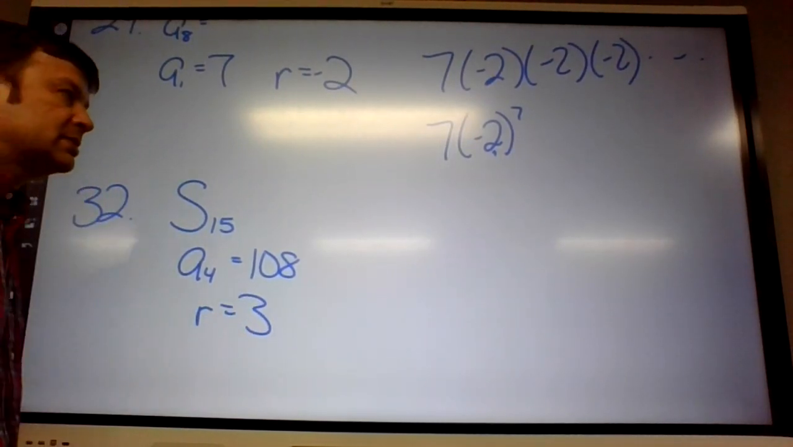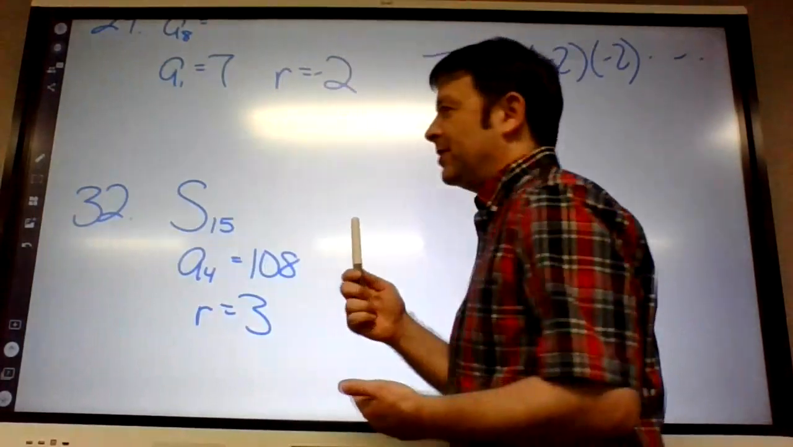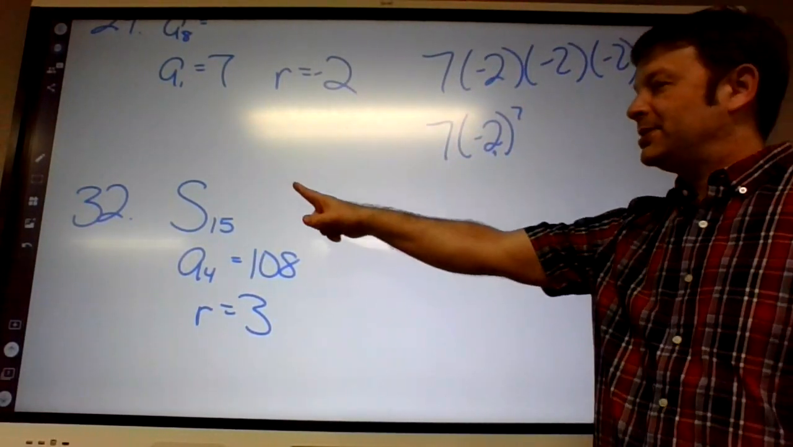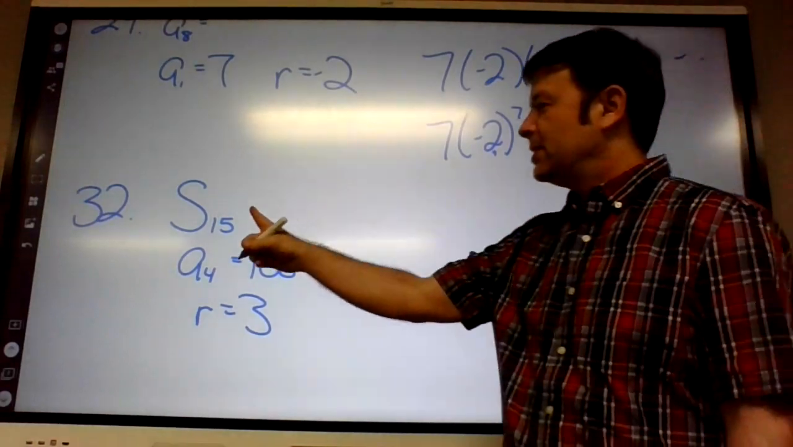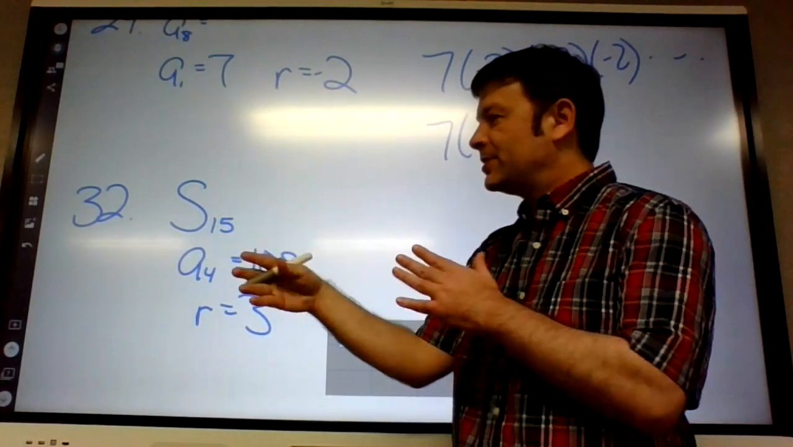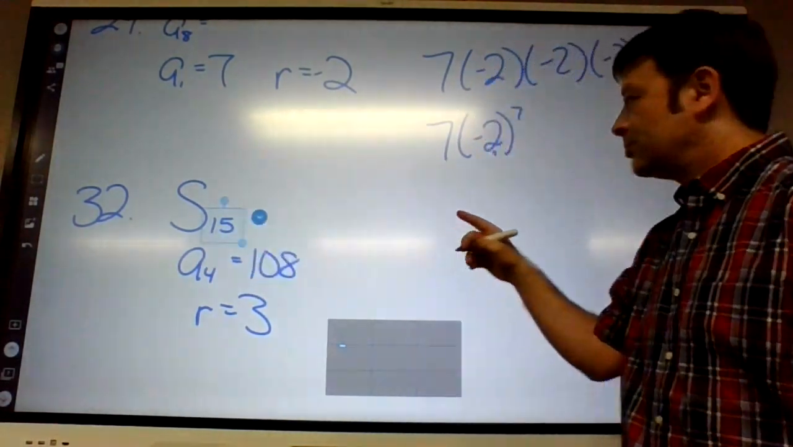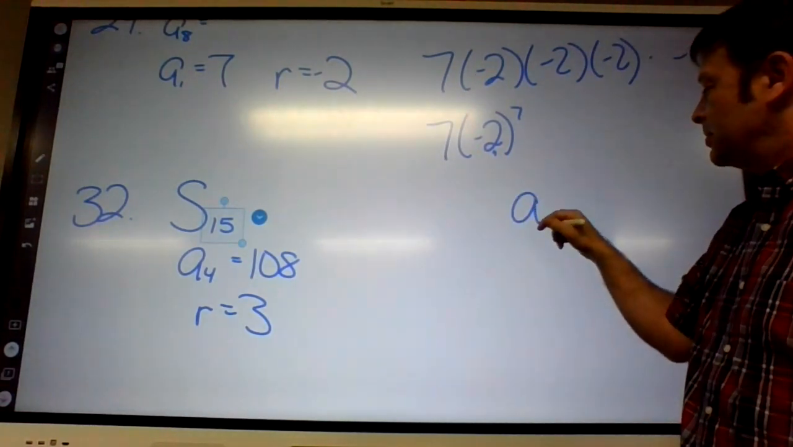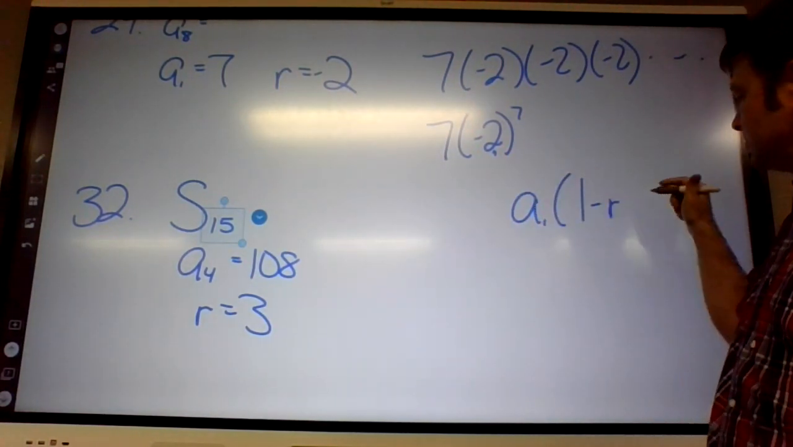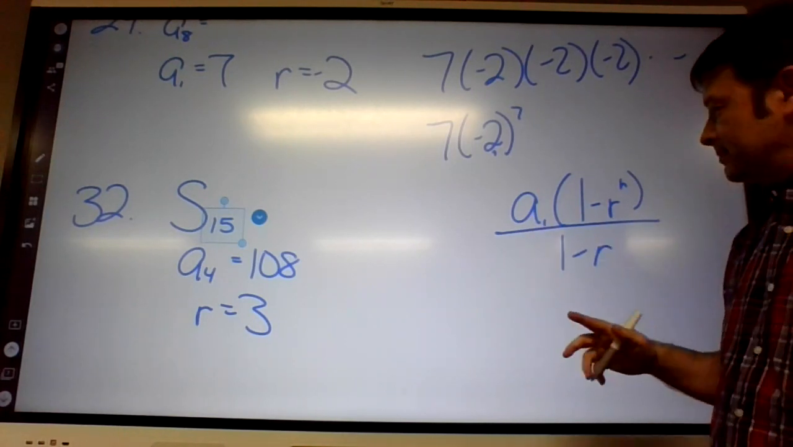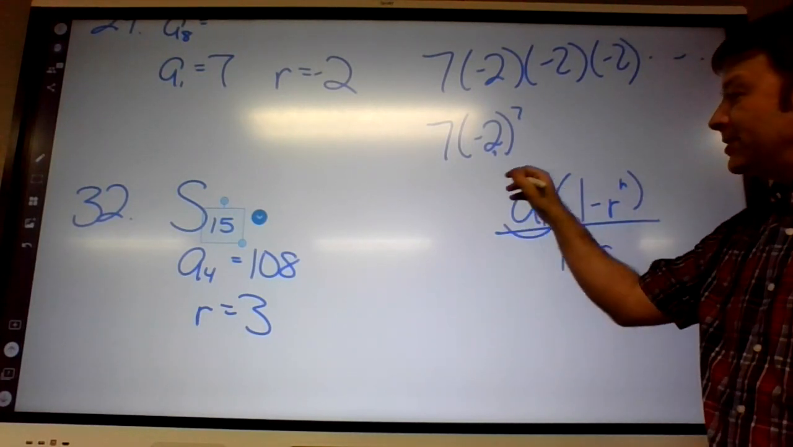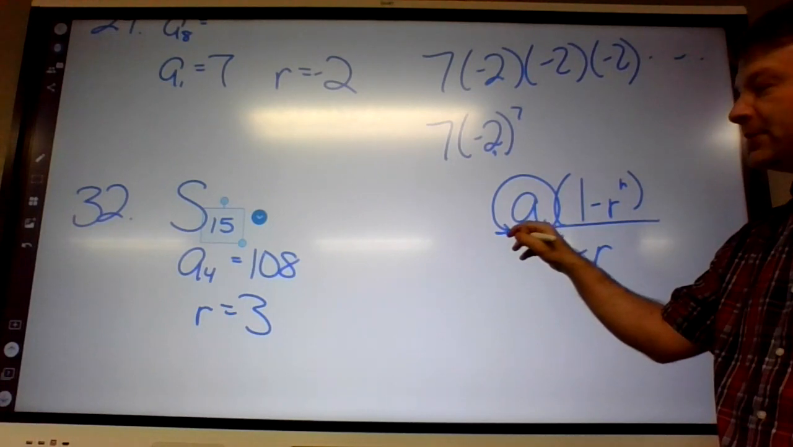Okay, so the directions tell us it's a geometric series, and this tells me to find the sum of the series for the first 15 terms. So we're going to need that formula that we've been using on geometric series. Now this means we need the first term.